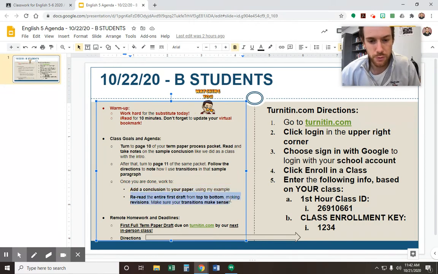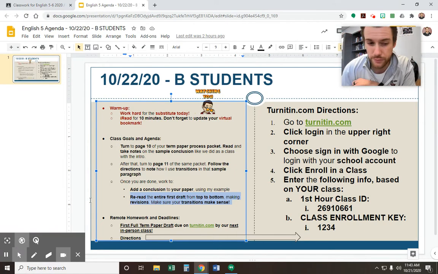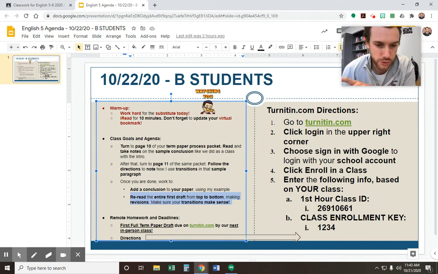And then I want to make sure before you put anything on turnitin.com, you need to reread your entire first draft that you have from top to bottom, word by word. All right, you wrote all these paragraphs in isolation. You wrote an intro one day, then you wrote a body paragraph. Now you're writing a conclusion another day. So you got to read everything from top to bottom and make sure it makes sense, okay? That's why I call it a first draft. I don't call it a rough draft. I don't want to read rough drafts. I want to read first drafts that show some effort, all right? So just to be clear, your first full draft is due on Turn It In by our next class. For you B people, that's going to be on Tuesday.